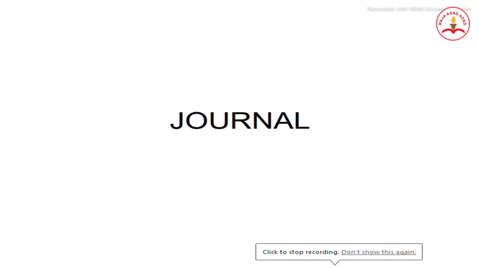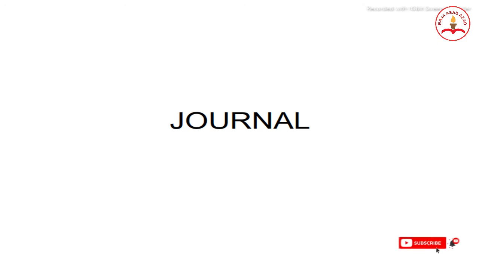Viewers, we discuss the journal. We define the journal and also how we prepare journal entries in any accounting system. An accounting journal is a detailed account of all financial transactions of a business. It's also known as the book of original entry, as it's the first place where transactions are recorded.